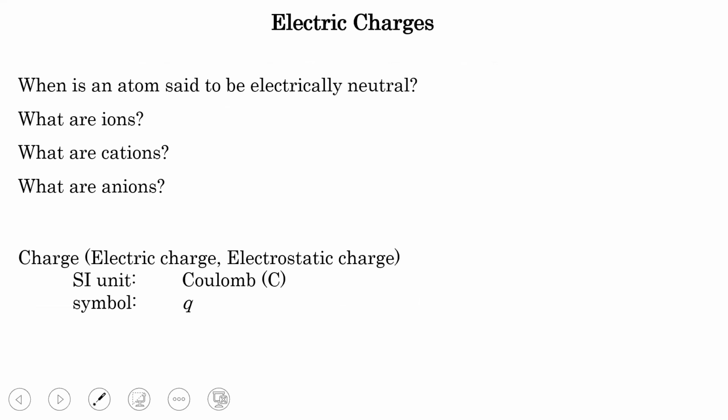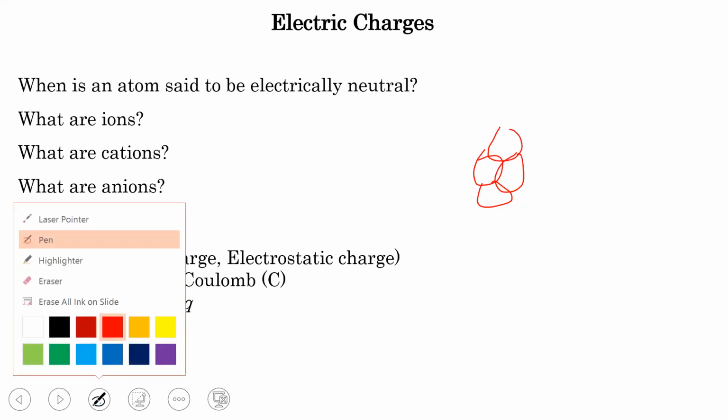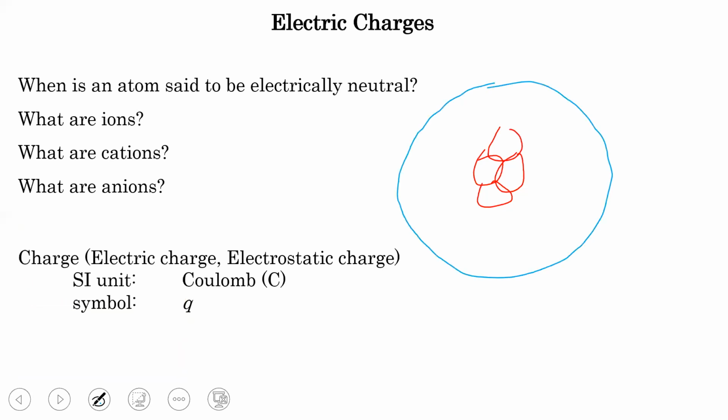So when is an atom said to be electrically neutral? When we describe an atom, it's easier to picture it. I want to get a red pen. We can imagine an atom to be made up of a positively charged nucleus, enclosed by orbits where electrons move around.